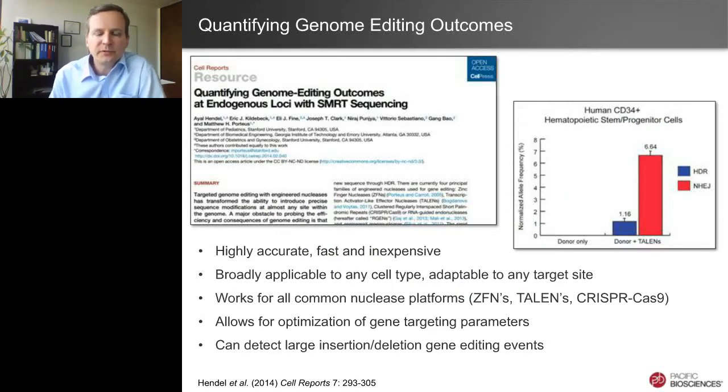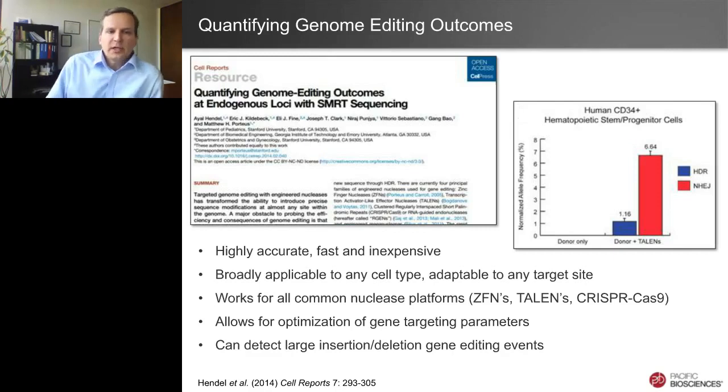I want to briefly mention one other application that I think is very exciting, which is in the area of gene therapy and genome editing. I indicated this in the abstract. This is a paper by Matt Porteus and Eyal Hendel from Stanford University showing that the outcomes of genome editing experiments can now be quantified much more cheaply and much more accurately with the use of SMRT sequencing.